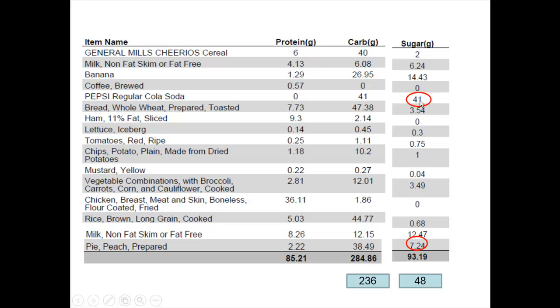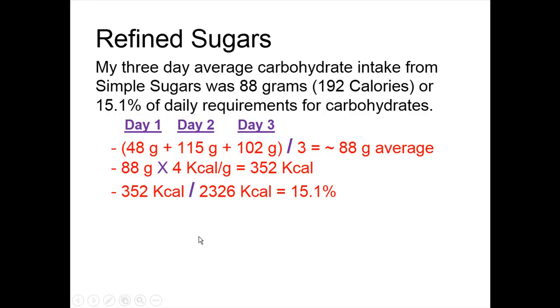So what I did was put 41 plus 7, basically, so I had a total of 48 grams for this day of added refined sugars. Okay, so I would do that for each day. Say this was day 1. I would do the same thing for day 2 and the same thing for day 3. I just arbitrarily came up with some numbers. So my day 1 was 48 grams, and I said, well, I ate more sugar on day 2 and day 3. So I had 115 grams of refined, 102.